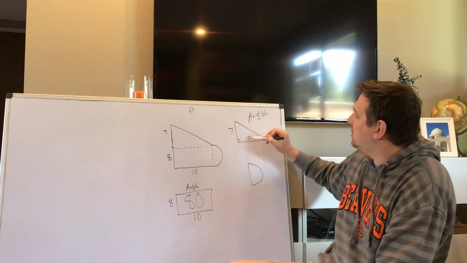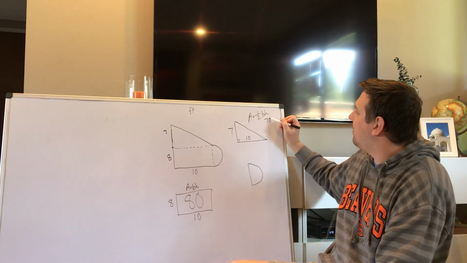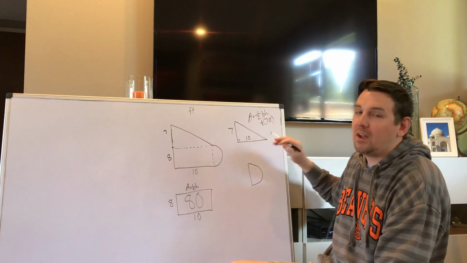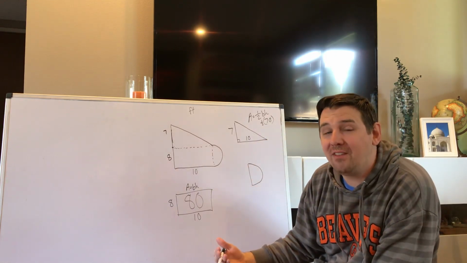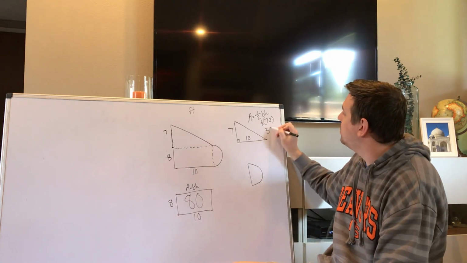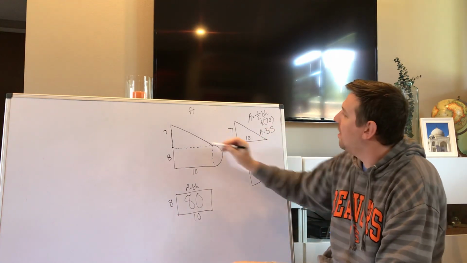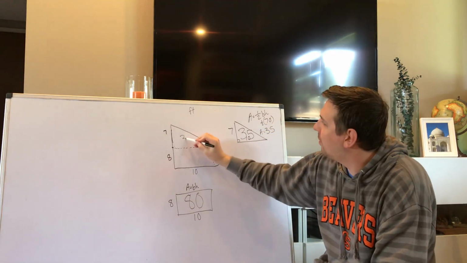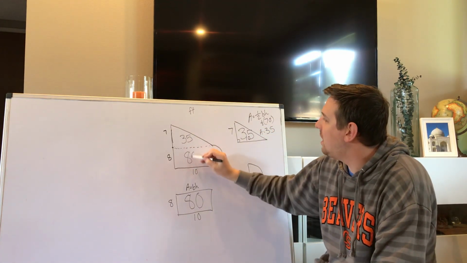So we're going to do 7 times 10, which is 70, and take half of 70. Again, for those that don't know how to take half of 70, you divide by 2. So 70 divided by 2 would be 35 square feet. That would be the triangle is 35. So we've got 35 here, 80 here.